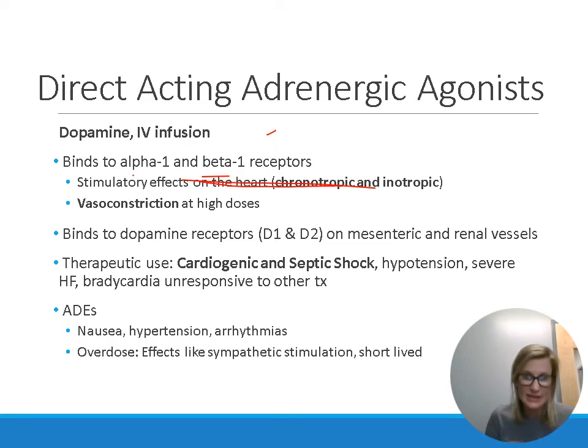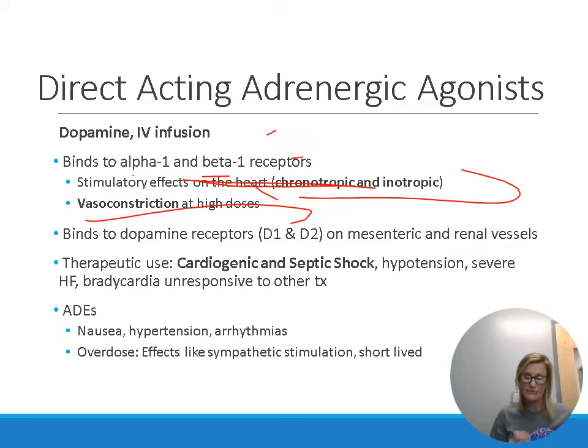This has stimulatory effects on the heart and causes vasoconstriction. Really at higher doses, it has the alpha effect, but so it's a positive chronotrope and inotrope. So it increases heart rate and increases force of contraction and can cause vasoconstriction. So we see that it increases blood pressure. This vasoconstriction, again, at higher doses.